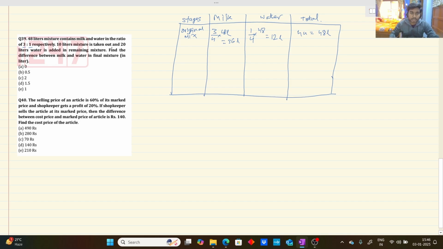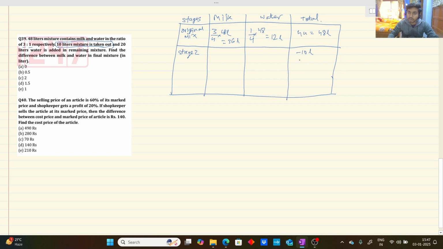10 liter mixture is taken out and 20 liter water is added. We'll do it in steps, one operation at a time. First operation is 10 liter mixture is taken out. We'll do the calculation for only this operation right now. So in stage 2, 10 liters is taken out, that is why I've given a minus sign for easier understanding.